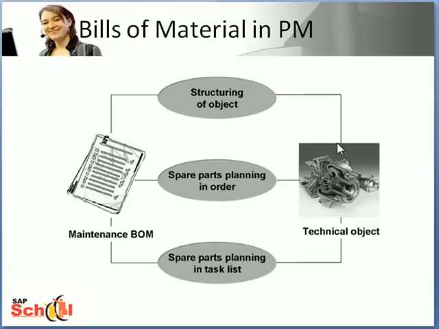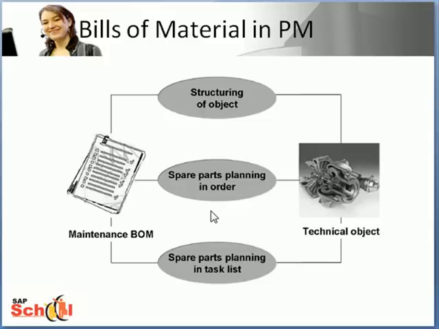For example, for production, there is a completely separate bill of material. For costing, there is a separate one, and same for PM. And the bills of material are uniquely defined per area by their usage. So you have usage typically going from 1 to 5, and depending on the enhancement pack you're on, it might even go up to 7.